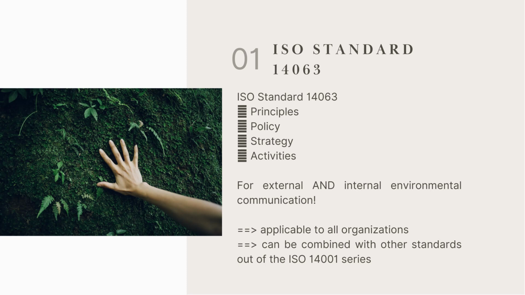The ISO standard 14063 provides advice towards principles, policies, strategies as well as certain activities for external and internal environmental communication. As many other ISO standards, it is applicable to all organizations regardless of their size, type, location, structure, activities, products and services, and whether or not they have an environmental management system in place. It can be used in combination with any of the ISO 14000 family of standards, or on its own.